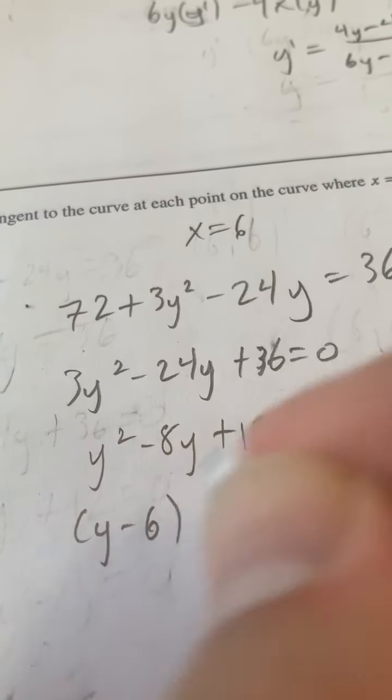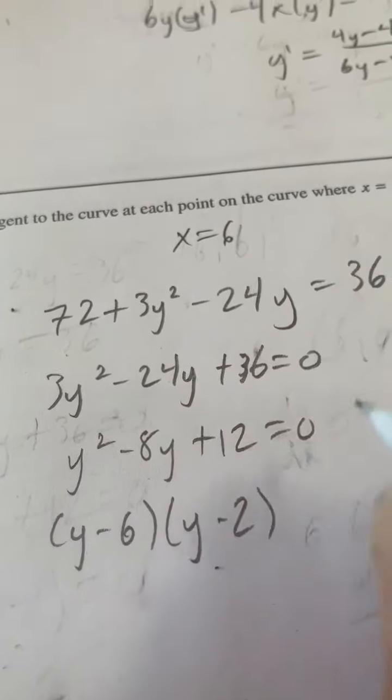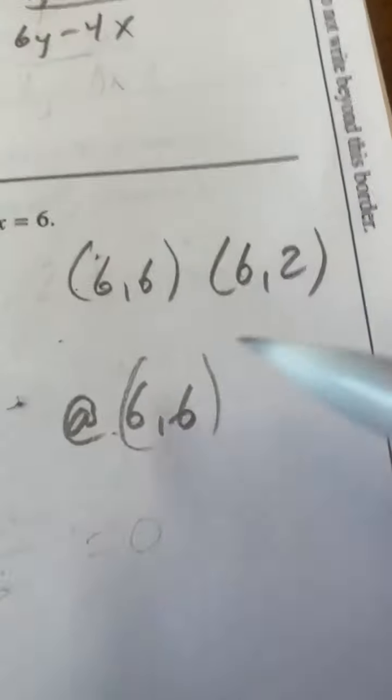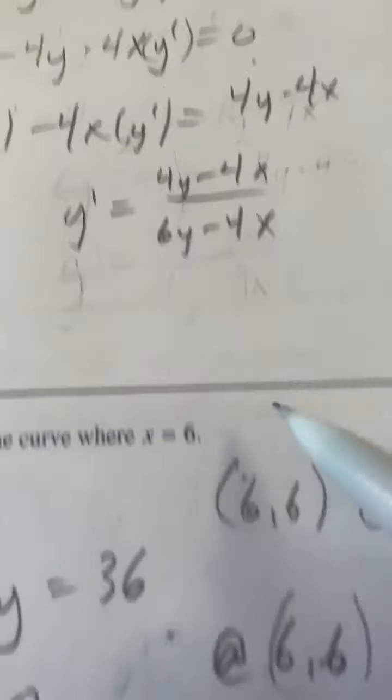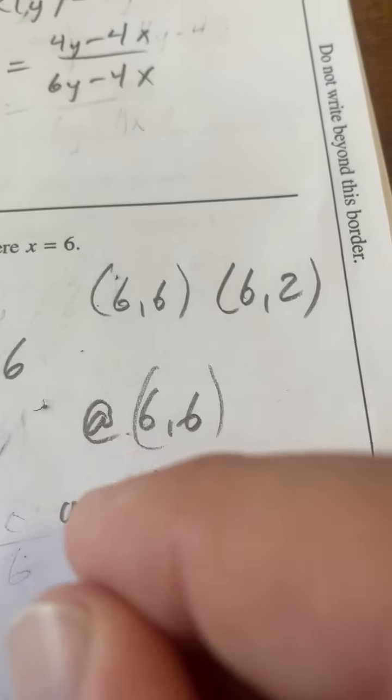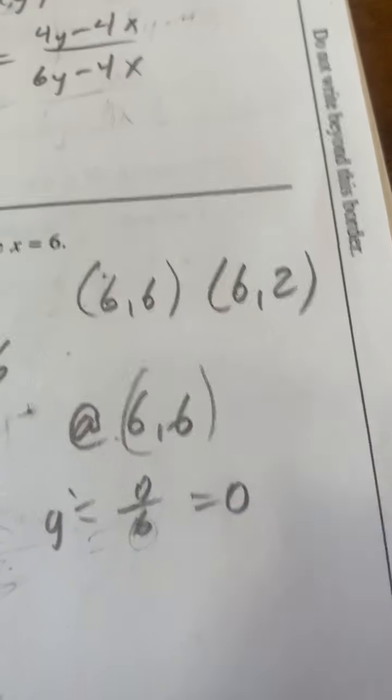If I factor that, I get a y minus 6 and a y minus 2. So y equals 2 and 6. So I get the point (6, 6), and I get the point (6, 2). So at (6, 6), if I were to plug (6, 6) into this, I get 0 over 6. So y prime equals 0 over 6, or 0.